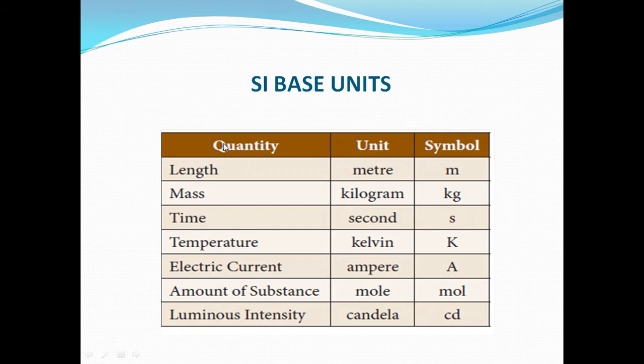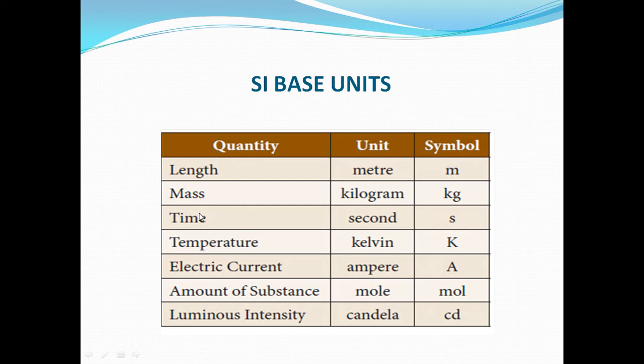First, the basic quantity. A basic quantity means a physical quantity that is not defined using any other physical quantities; it is known as a fundamental quantity. Length: the unit is meter. The symbol is the first letter of meter, a small m. So small m is the unit.